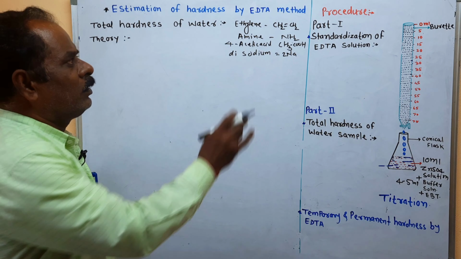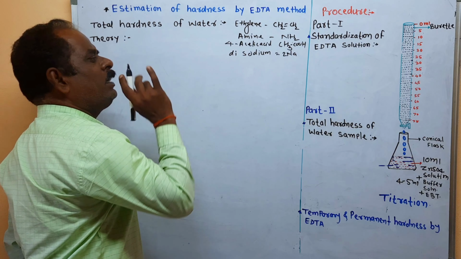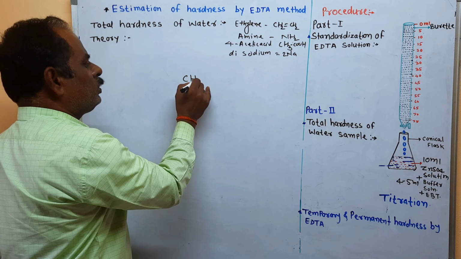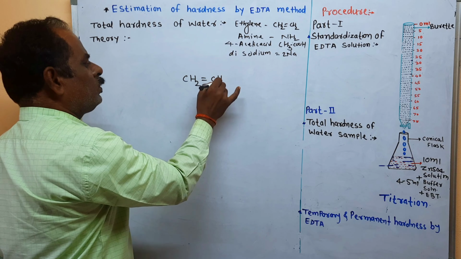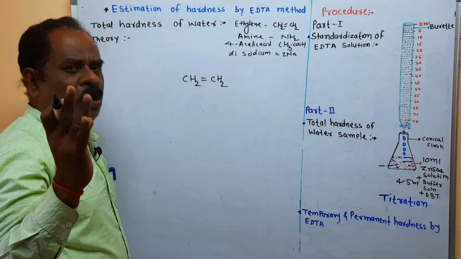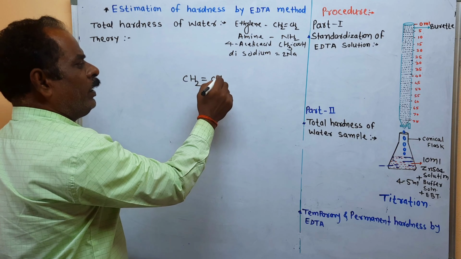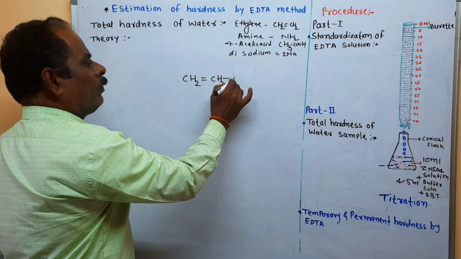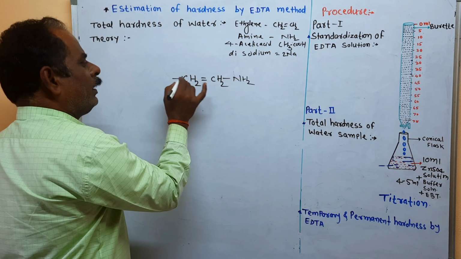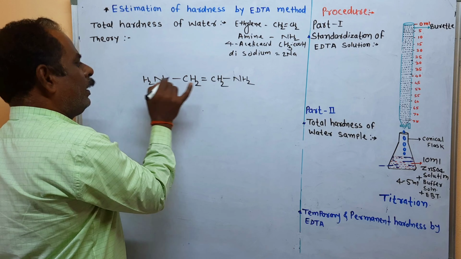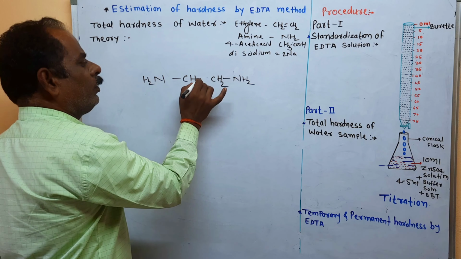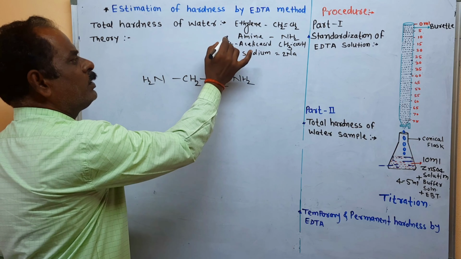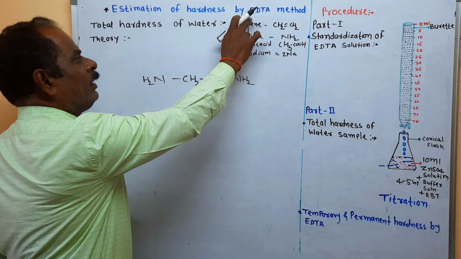First, the fundamental molecule is ethylene. First, draw the structure of ethylene. Take the molecule of ethylene, CH2=CH2. When 2 amino groups, NH2 groups, join to each carbon atom, NH2 joined to one carbon atom and another NH2 joined to the other carbon atom, remove the double bond. This is the structure of ethylene diamine. It contains 2 amino groups. Ethylene diamine, ED.